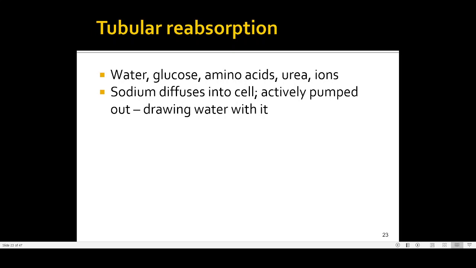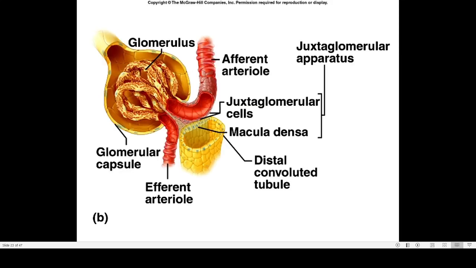Then the second process is known as tubular reabsorption. We have already seen that 99% of the filtrate will be reabsorbed, and only 1 liter, about 1% or less than 1%, is finally eliminated from our body in the form of urine. The majority of the filtrate is water. Then many useful substances are there, like glucose, amino acids, urea, and ions such as sodium ions. All these substances will be reabsorbed by the body.